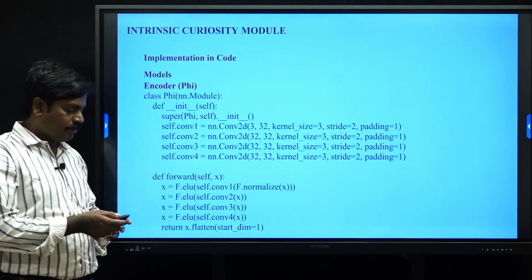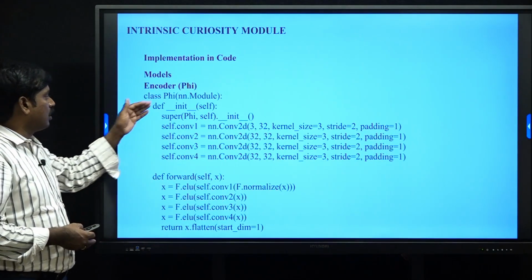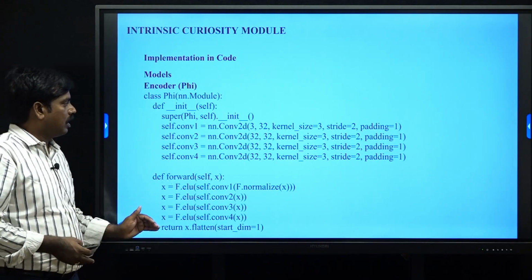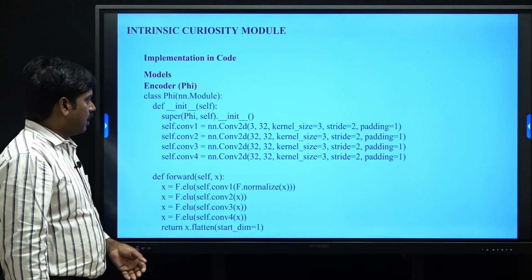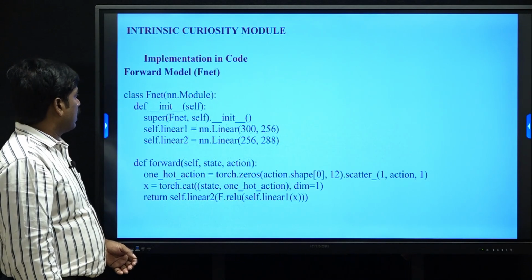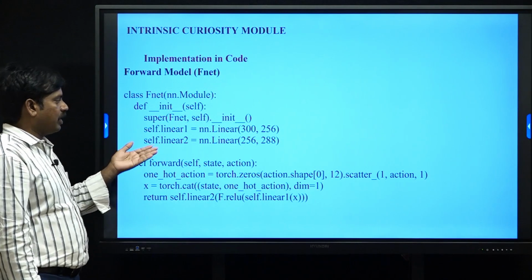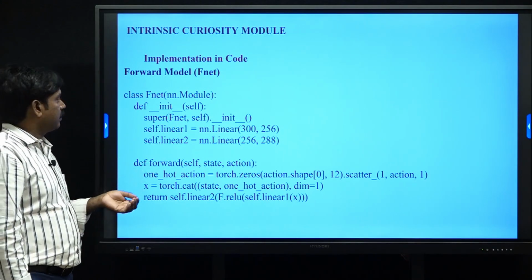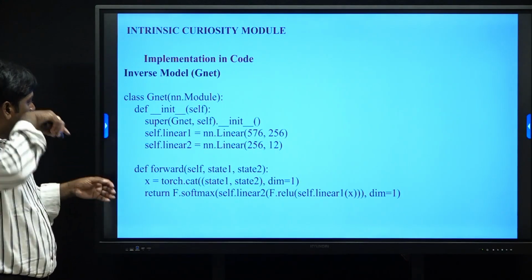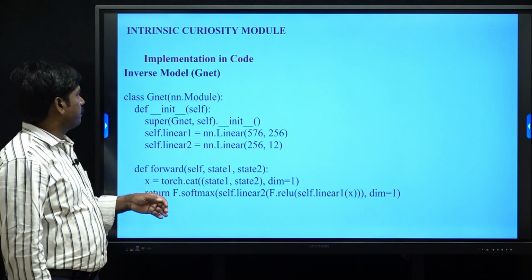From an implementation point of view, this is the encoder model Python code. We have four convolutional layers, and this is the forward model. In the forward model, we are using two linear layers, and in the inverse model, we have two linear layers.